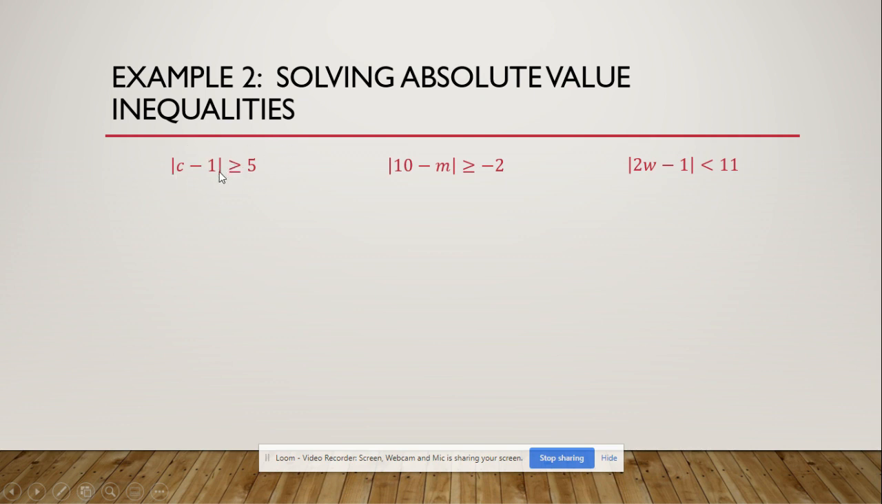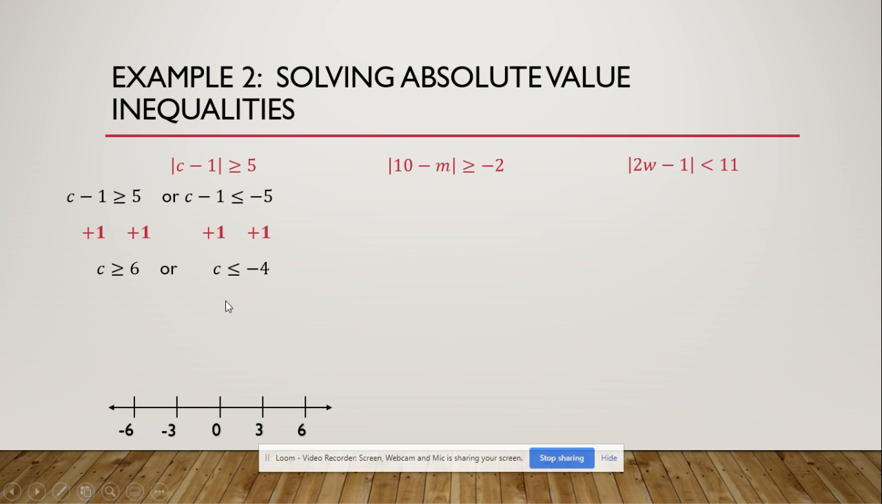Starting right over here, we got greater than this time. Because it says greater than, we're going to be combining them using the word or. We got -1. We'll add 1 to both sides. So then C is greater than or equal to 6, or C is less than or equal to -4. So to graph that, draw our number line.